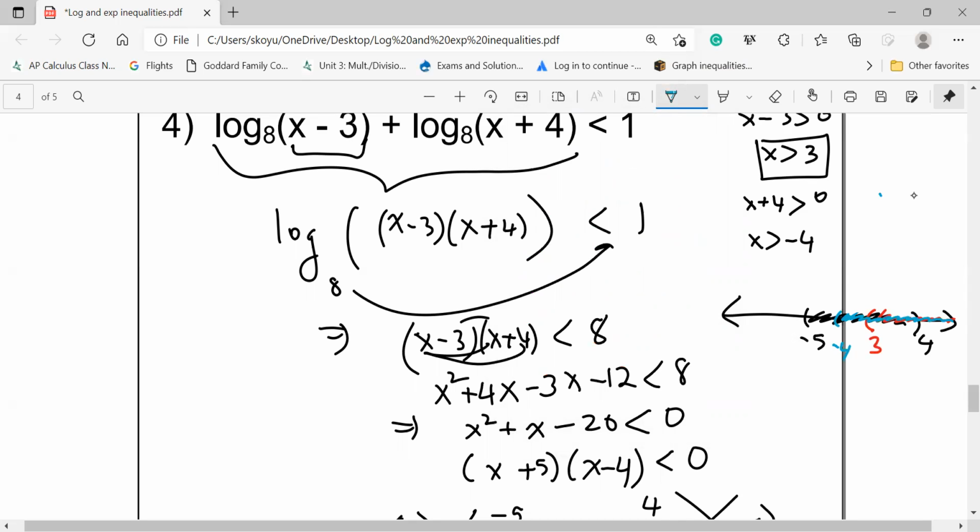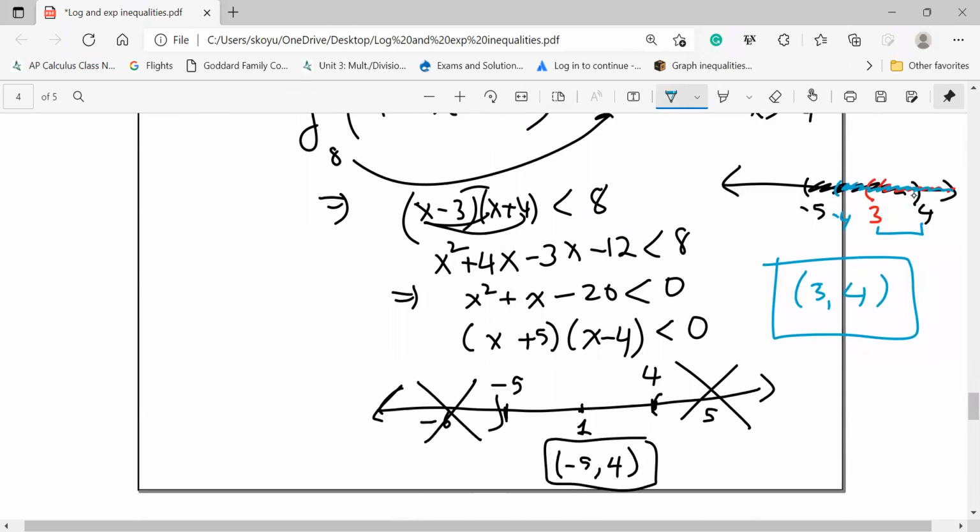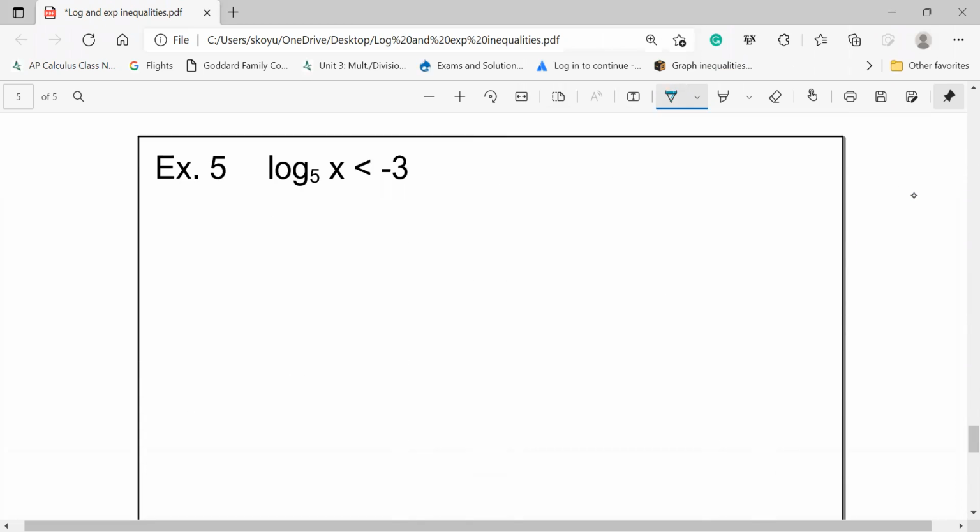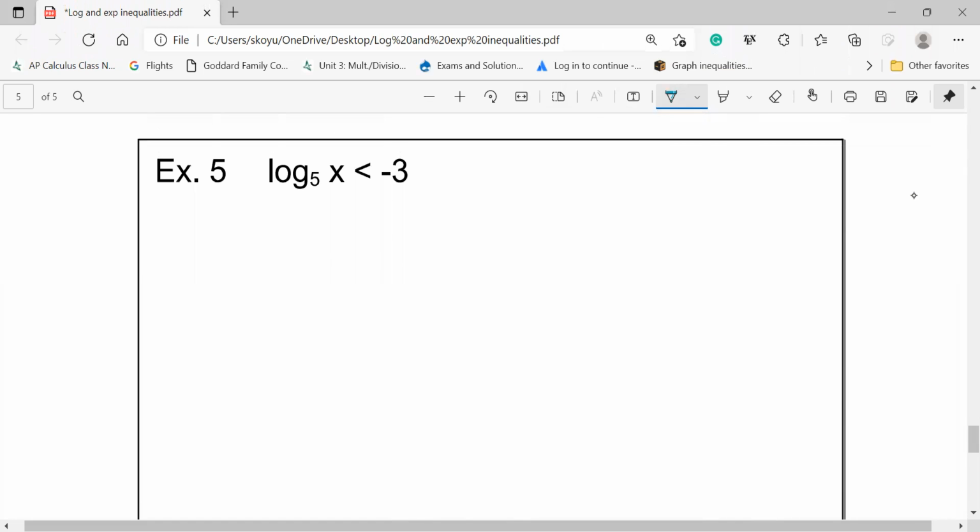So I'm going to find the intersection of these 3 things. So basically 3 colors, right? The 3 color overlap is right here. So basically it's going to be 3 to 4. So the solution has to be between 3 and 4. So that's the most restrictive one that you can possibly get. Okay, and let's look at this one.